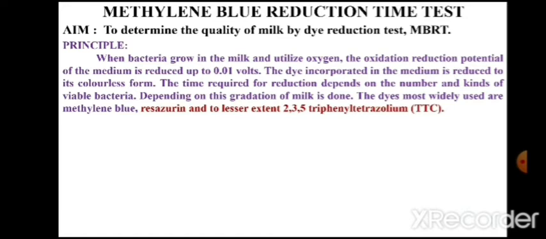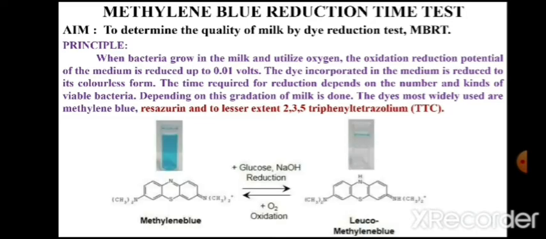That is very important. So resazurin, initially it is blue in color. If it is reduced, then it gets converted to pink. Further reduction leads to conversion of pink color to colorless. Likewise, there is one more dye which is not frequently used. It is TTC, 2,3,5 triphenyl tetrazolium. This is about methylene blue.